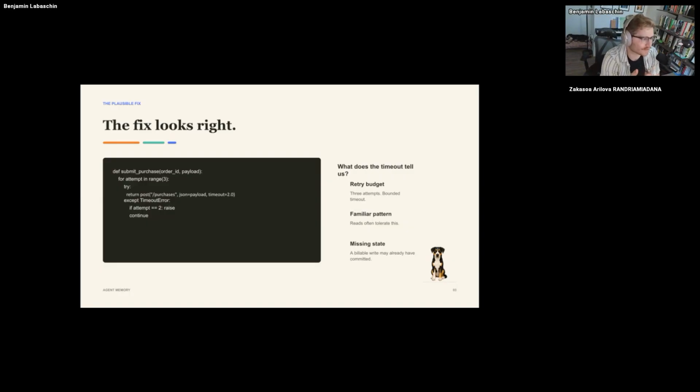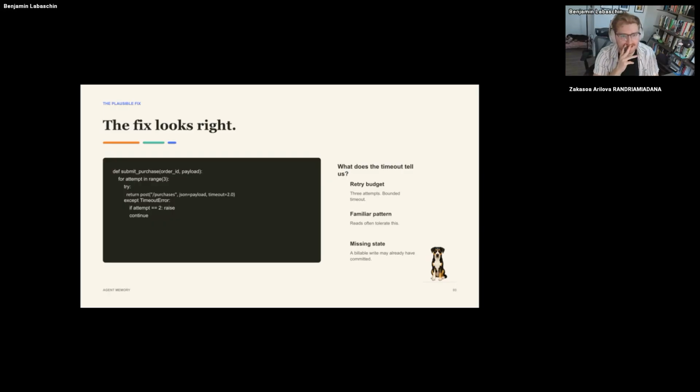For attempt in range 3, try return post, makes the post request with a payload, timeout; if attempt equals, equal to, raise, otherwise try again. So it gives us a retry. It says, try 3 times. Maybe it was just like a timeout thing. Do it again. See what happens. Now, it could work. We try it. We submit it.